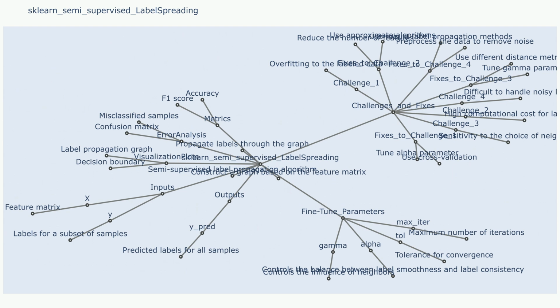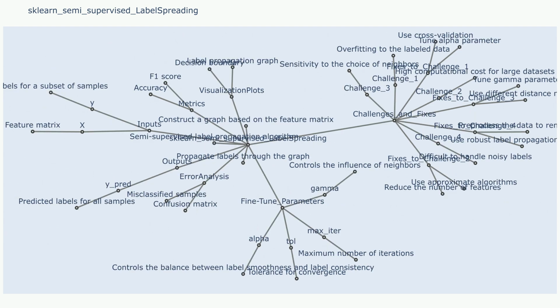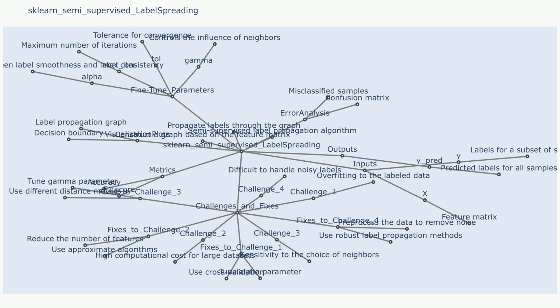F1 score. The F1 score is a harmonic mean of precision and recall, providing a balanced measure of the model's performance. Decision boundary. A visualization showing the decision boundary separating different classes can be plotted based on the predicted labels. This allows for a visual understanding of how the model is classifying the data. Feature importance. A bar chart showing the importance of different features in making predictions can be useful for understanding which features are most influential.